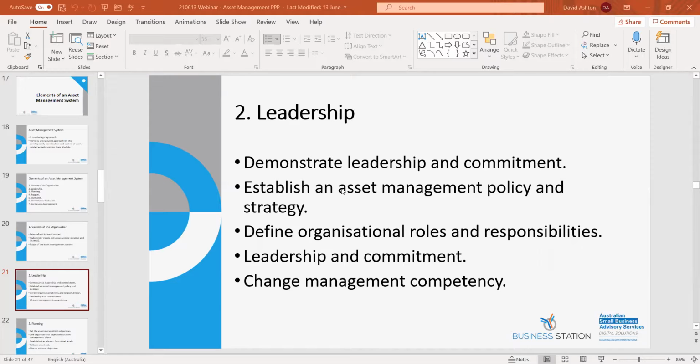So, who in the organisation is going to be responsible for what? And these things might be included in job description forms or contracts of employment, and certainly documented in the asset management policies and procedures as well.